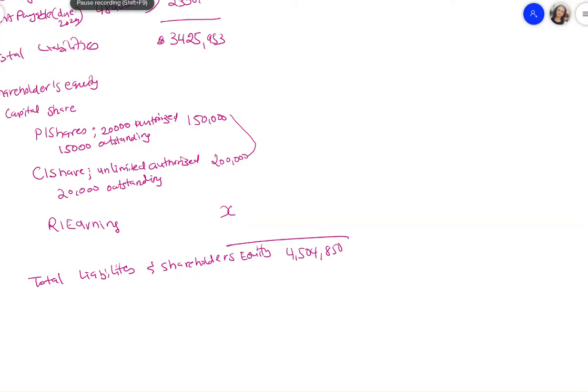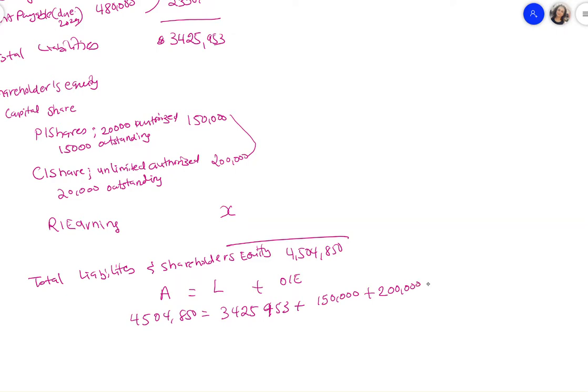So then, 4,504,850 is equal to your liabilities and equity. Our liability is 3,425,953. This is my asset, this is my liability. Under my owner's equity, we're just missing one thing. So 953 plus we already have 150,000 and we already have 200,000, and what we are missing is the retained earnings, which is my X. So then all we're doing is solving for this X, and you could do it either way. You could bring everything to one side, add all these numbers up, and then subtract from your assets.